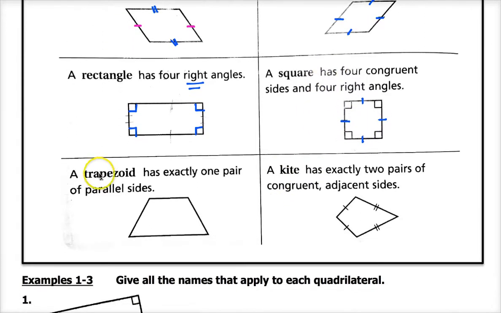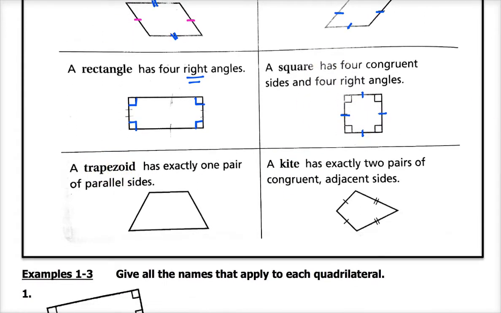Next, we have a trapezoid. A trapezoid has exactly 1 pair of parallel sides. Okay, so in this picture here, the top and the bottom of the trapezoid are parallel to each other, but the left and the right side, notice, are not parallel. If those were to continue on, they would intersect. So only 1 pair of parallel sides for a trapezoid.